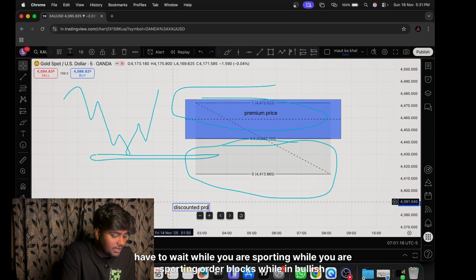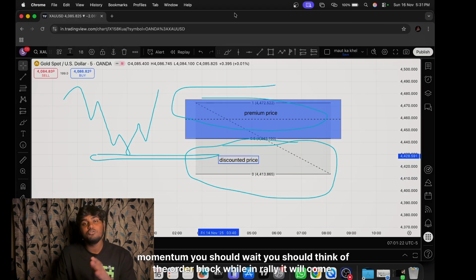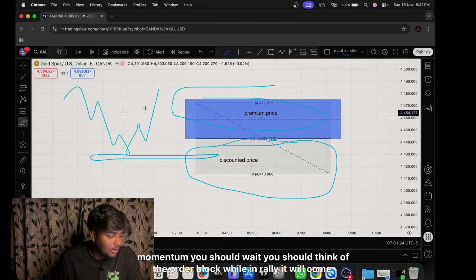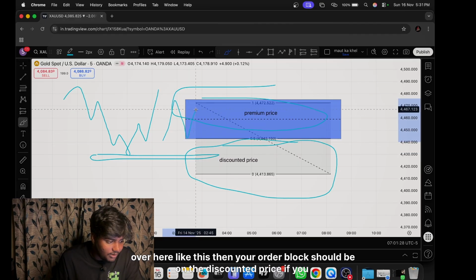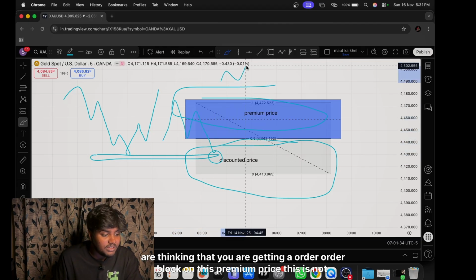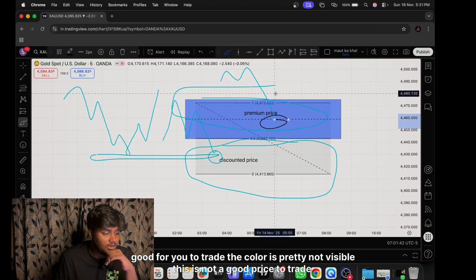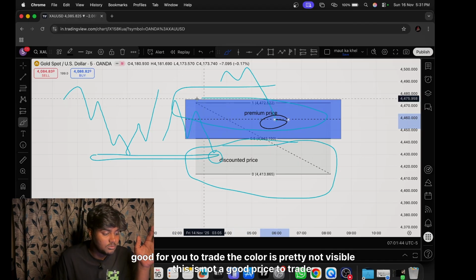And you have to wait while you are spotting order blocks in bullish momentum. You should think of the order block while in rally it will come over here like this, then your order block should be on the discounted price. If you are getting an order block on this premium price, this is not good for you to trade. The color is pretty not visible. This is not a good price to trade.